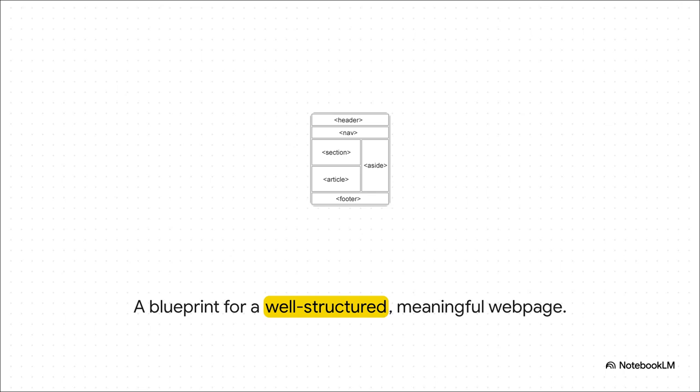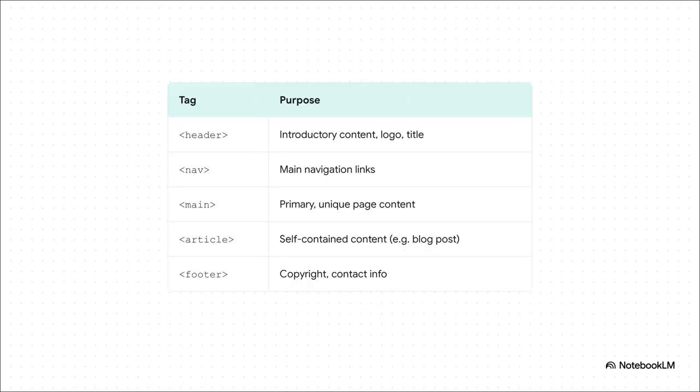It's really the blueprint for a meaningful web page. You can think of this as the standard anatomy of a modern site. You've got your header up top, your main content in the middle, navigation, and a footer at the bottom. Every part has a distinct name and a clear purpose.